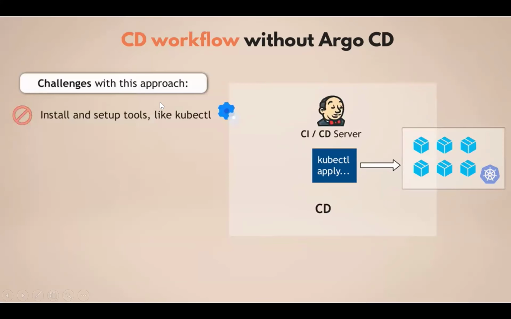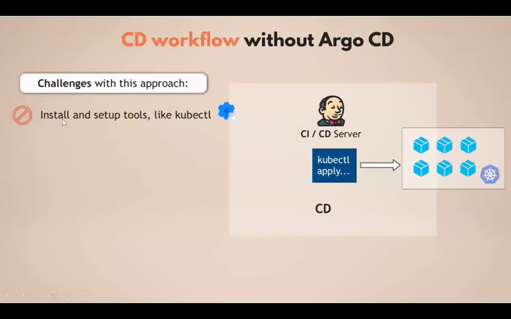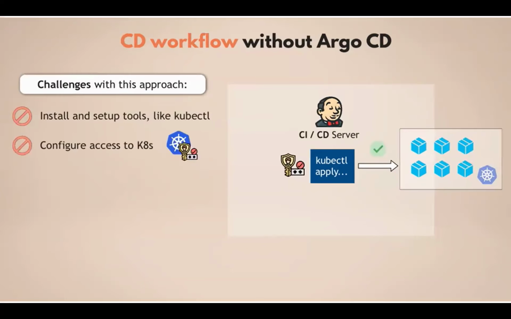Now, what is the problem with this workflow? The workflow that we have seen, what is the problem? First, installation and setup of the tools. You have to install Kubernetes, and suppose it has Grafana and Prometheus, then you have to install Helm too. Right? Then kubectl setup and installation, all of this you have to do manually. That's the first challenge.